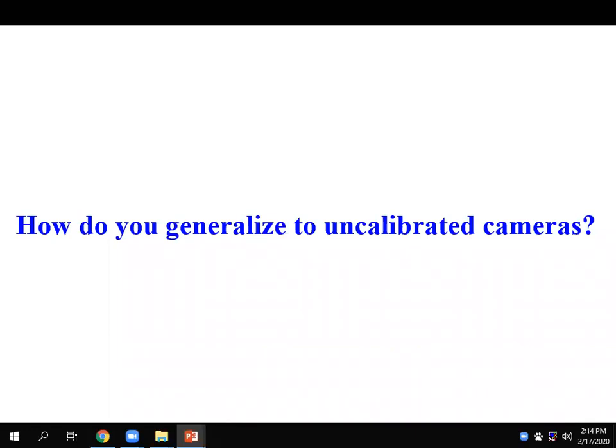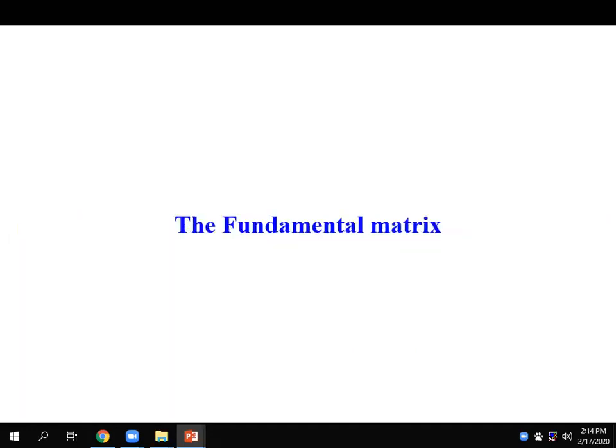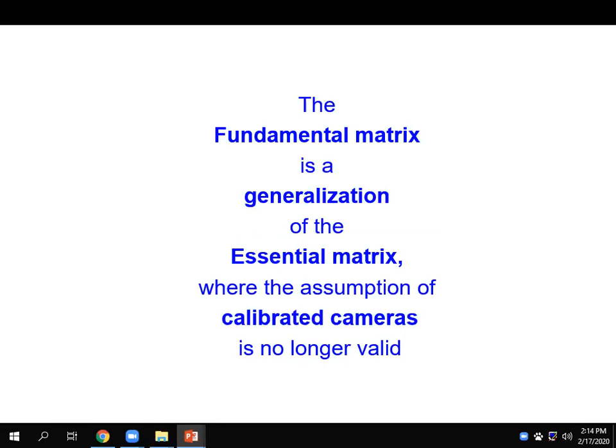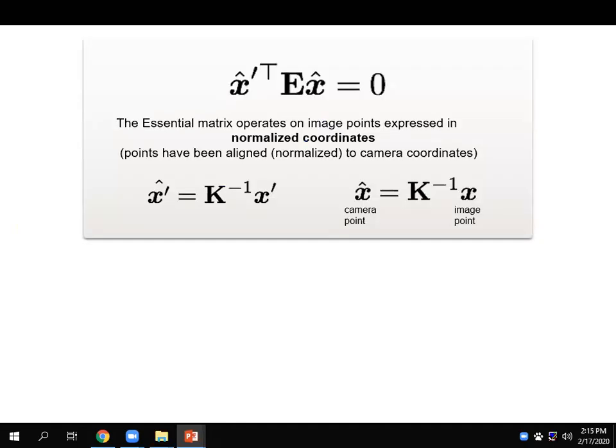But how can we generalize something like that to uncalibrated cameras? Calibrated cameras are a little bit constrained, but if I have something very, very general, this is what we will learn next: the fundamental matrix. The fundamental matrix is a generalization of the essential matrix, where the assumption of calibrated cameras is no longer valid. I'm not assuming that both of them are calibrated. Both of them actually are not calibrated. And this is what we will do in the next slides.